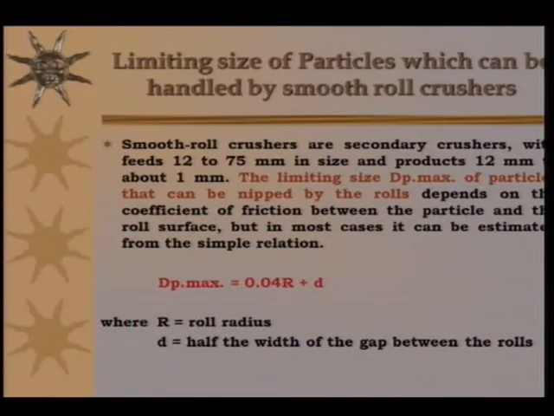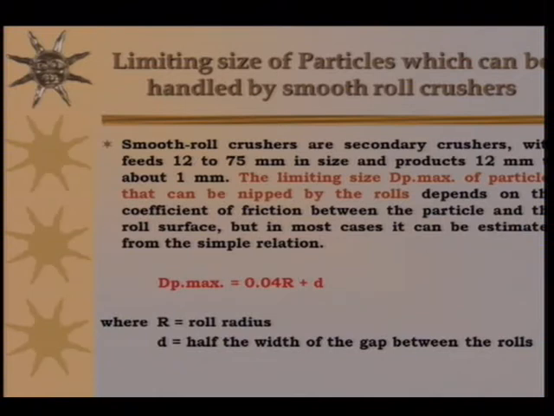Now, the limiting size of particle which can be handled by smooth roll crushers. Smooth roll crushers are secondary crushers, as I told you, with feeds 12 to 75 millimeter in size, and products from 12 millimeter to about 1 millimeter can be handled.